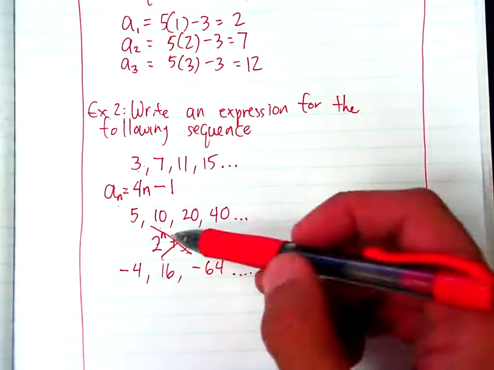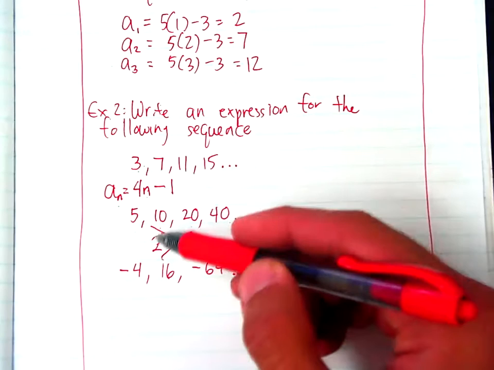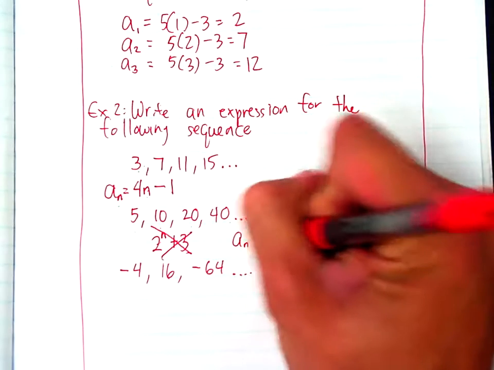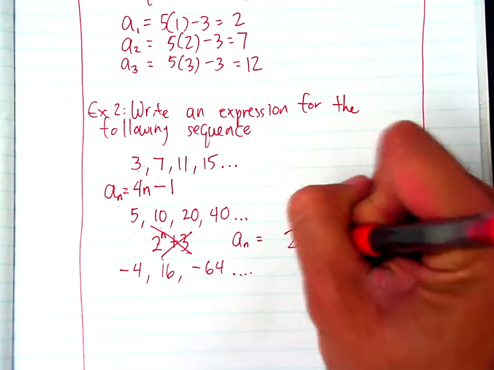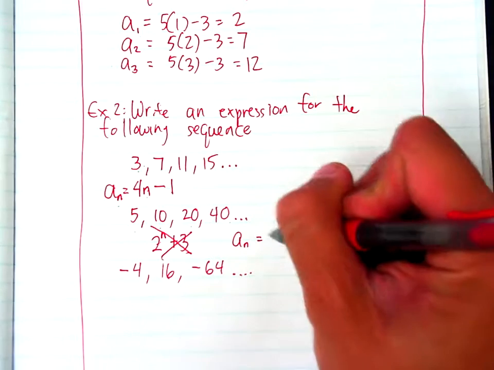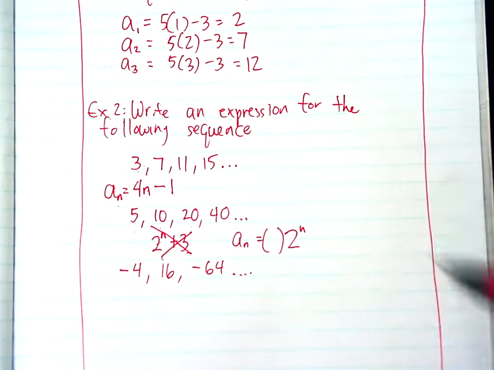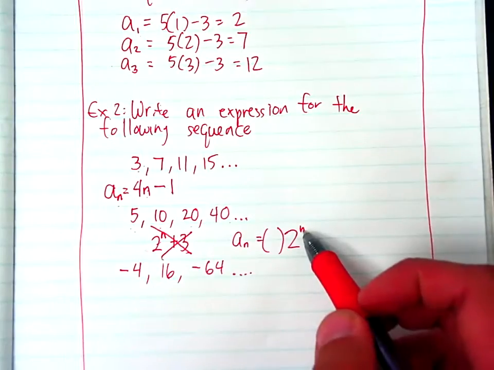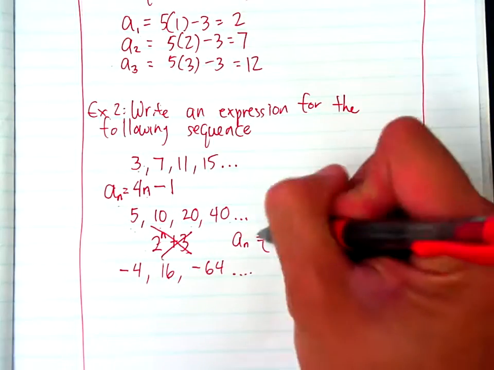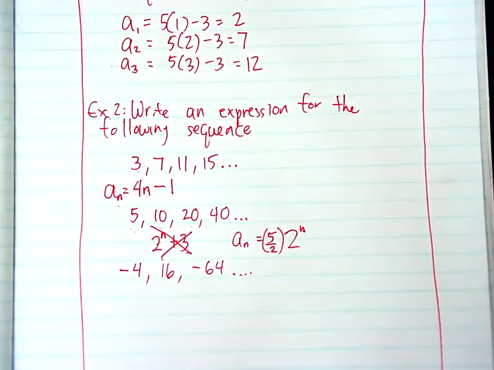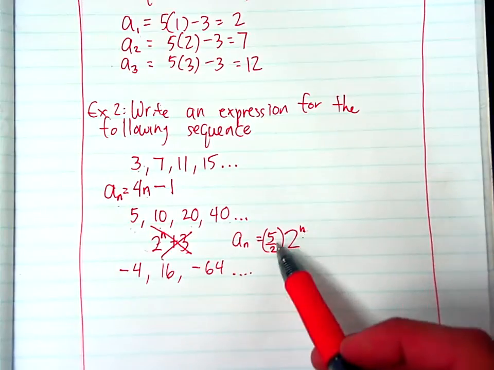Well, the way I remember is if I'm multiplying, I have to probably multiply this value by something to get 5. So my a sub n is going to be originally 2 to the n, and then I'm going to multiply it by something to get to 5. Well, if I plug in 1, that's 2. So I got to multiply by 5 over 2. Okay? So if I multiply by 5 over 2, if I plug in 1, it would be 2 times 5 over 2, which is 5.